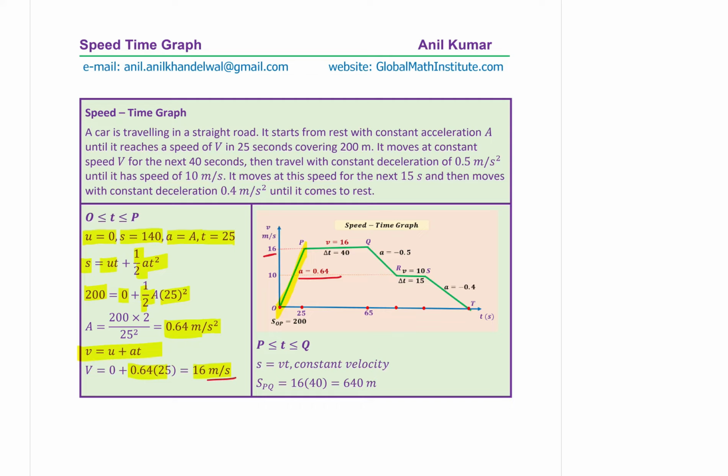Now, in the second part, it is moving from P to Q with a constant velocity. You can multiply constant velocity with the time taken to get the displacement. The distance covered in this portion will be 16 into 40, which is 640. So we get this distance S equals 640. We can write 640 here and add this as we move along. That will help us in finding the total distance.